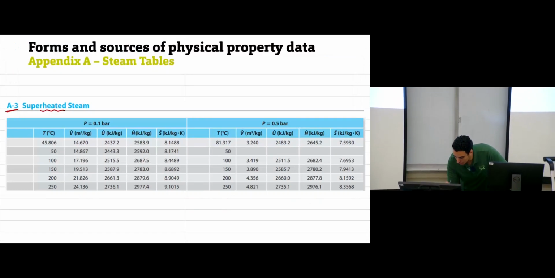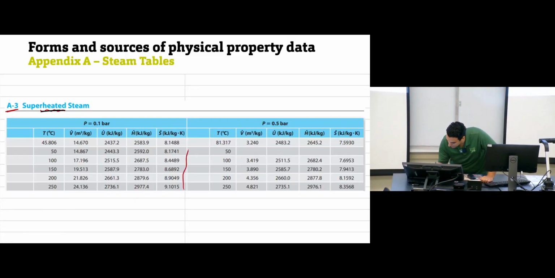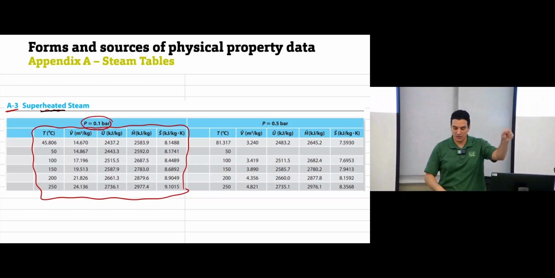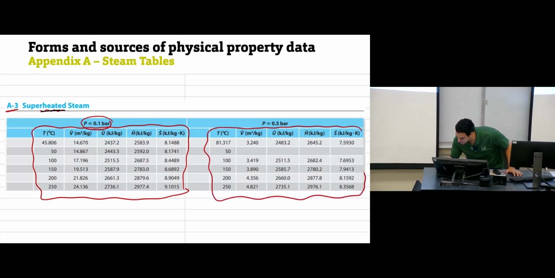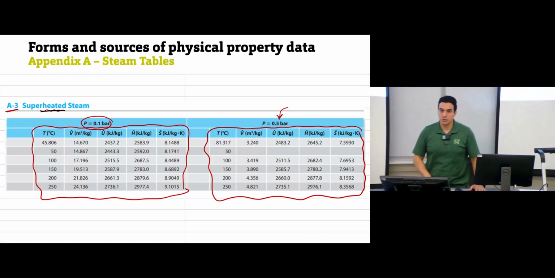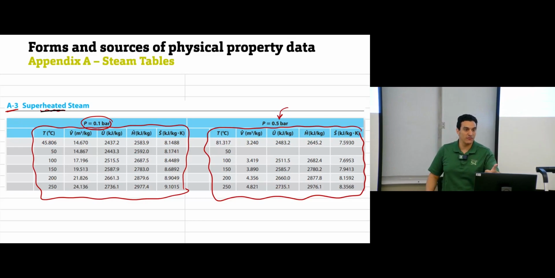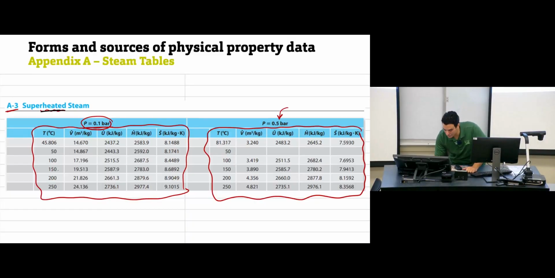This is A3 for superheated steam. Here you can see we have sets of data for a given pressure. All of this data represents the data at 0.1 bar. All of these represent the properties that you have at 0.5 bar. So the first thing is to locate the pressure you have and the temperature you have. Let's assume I have 0.1 bar and the temperature is 150 degrees Celsius. So this is 0.1 bar, this is 150 degrees Celsius.